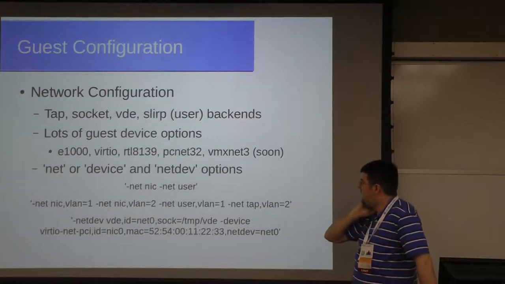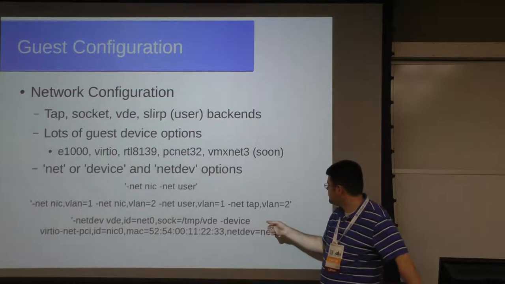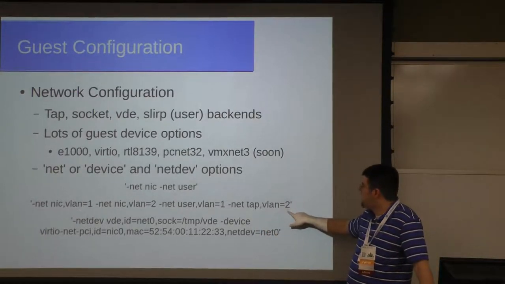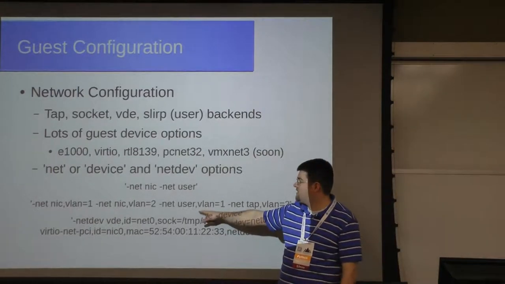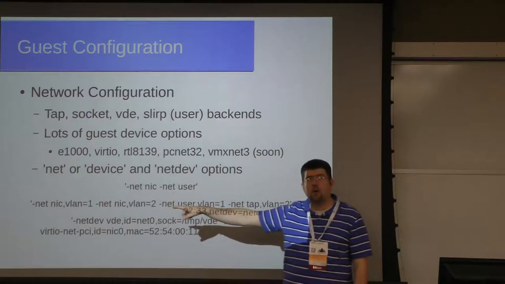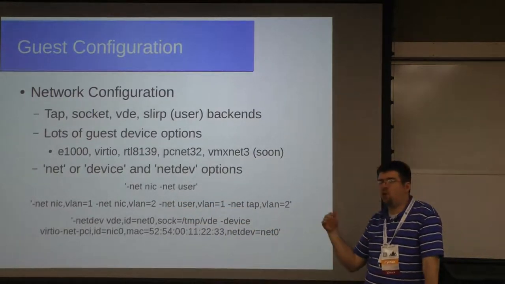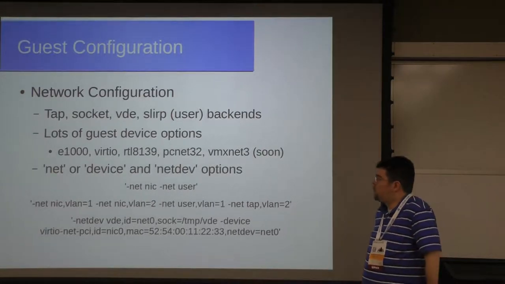So I could change, say this on this tap one, I can change this VLAN to 1, and it would be connected to this user IP stack and the first network interface at the same time. Any frame coming from one of those devices will get sent to all the others, which can be kind of cool.